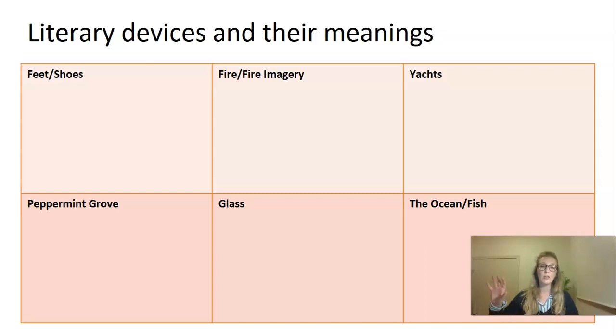So, in the first part of this activity, you are filling out that table, finding your textual evidence, and then reflecting on what those motifs are trying to convey. What is Tim Winton's message in using motifs of yachts, of imagery of the Peppermint Grove?